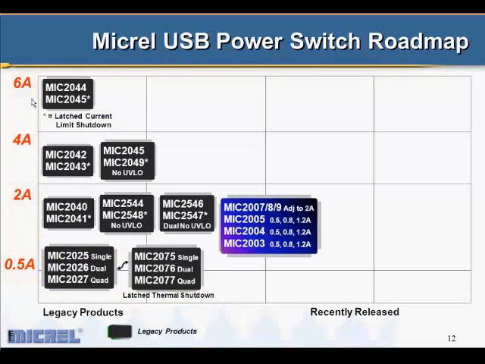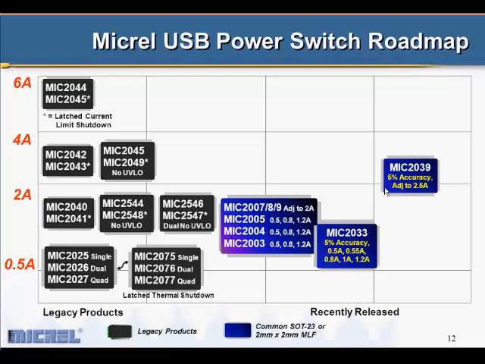Recently, we've released the MIC2000 family. These parts are in a common SOT23 package or in a 2 by 2 MLF for enhanced thermal capabilities. These parts come in 0.5 amp, 0.8 amp, and 1.2 amp flavors. There's also adjustable parts.